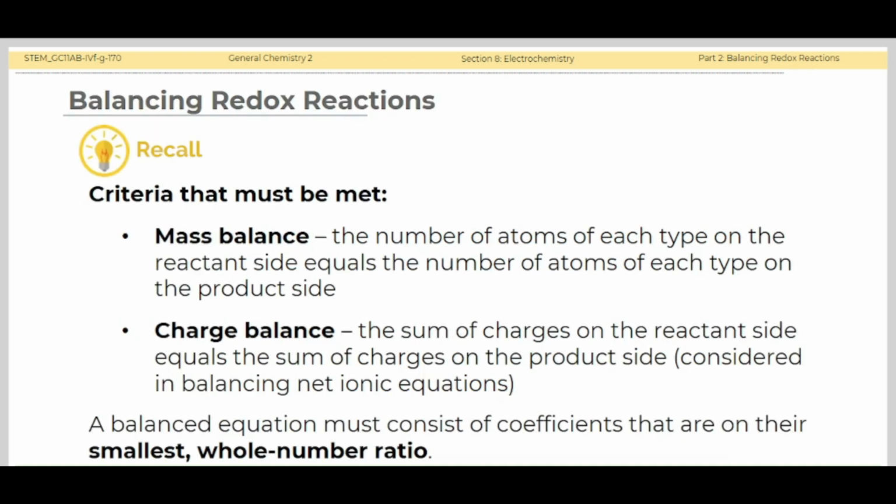Recall that there are two criteria that must be met: mass balance and charge balance. In mass balance, the number of atoms of each type on the reactant side equals the number of atoms of each type on the product side. In charge balance, the sum of charges on the reactant side equals the sum of charges on the product side. Although this is more considered in a balanced net ionic equation, a balanced equation must consist of coefficients that are in their smallest whole number ratio.